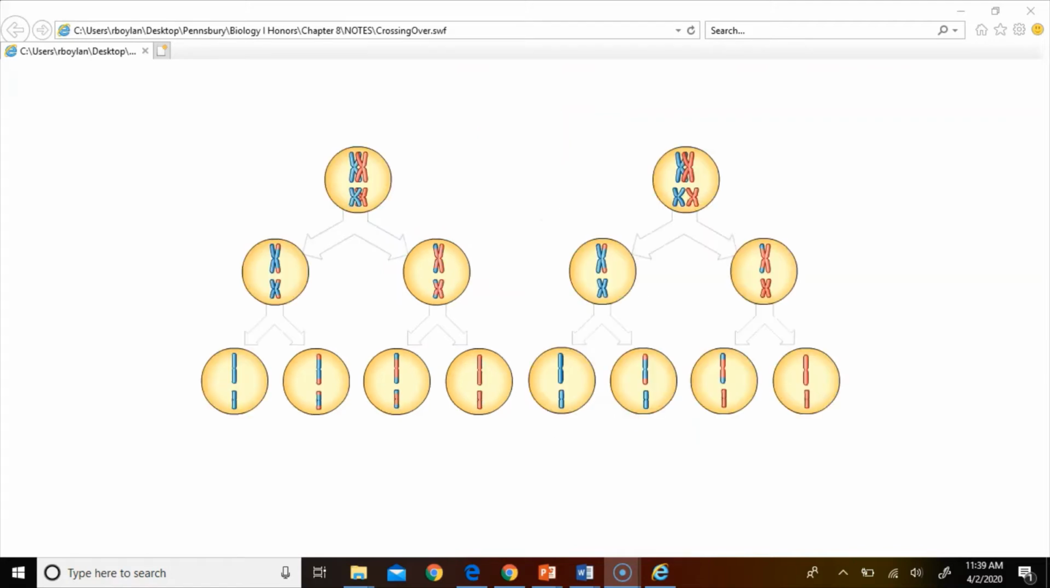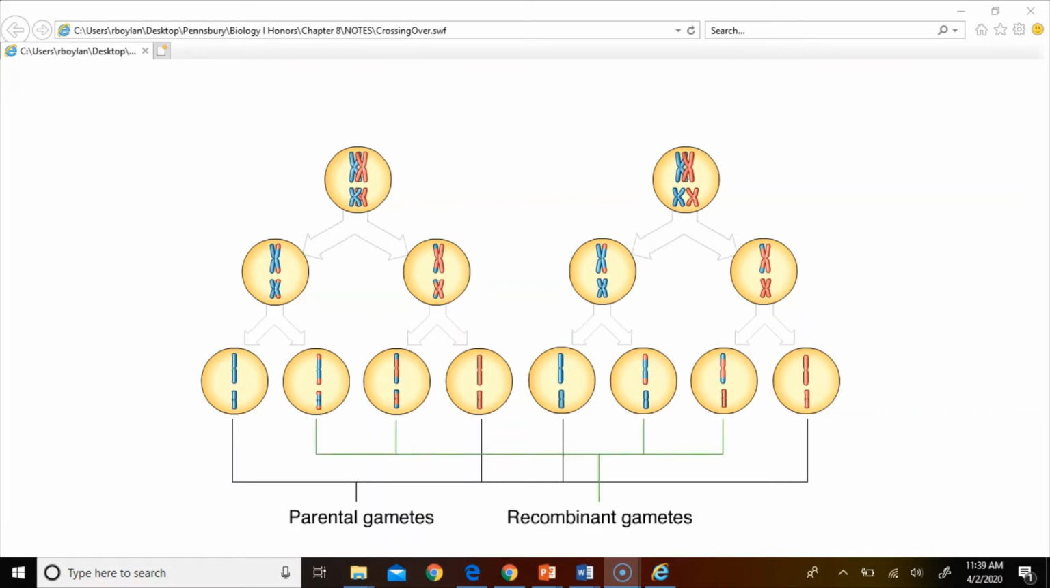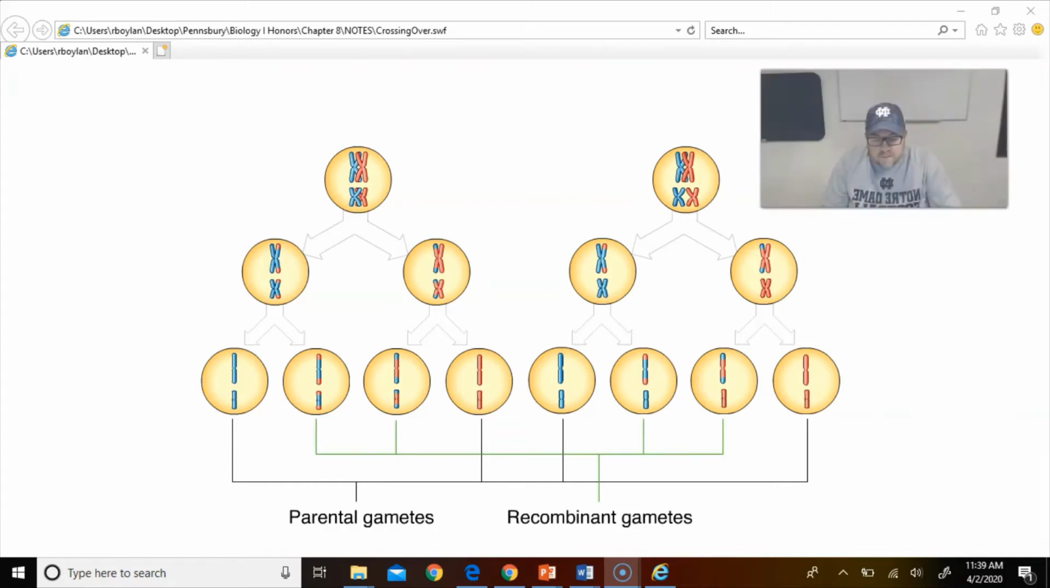In humans, crossover events happen an average of 2 or 3 times per chromosome pair, greatly increasing the variation among eggs and sperm. Note that crossing over produces some parental gametes with chromosomes like those of the parents, and some recombinant gametes with a mixture of genes from both sets of chromosomes.